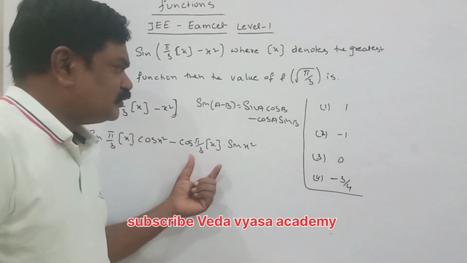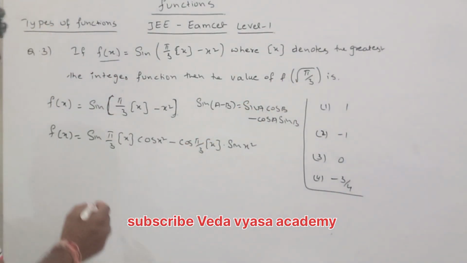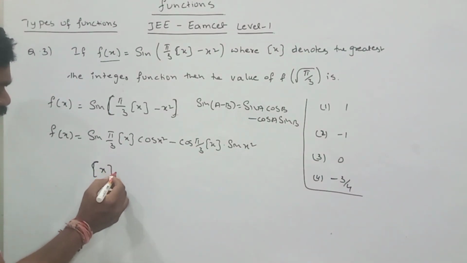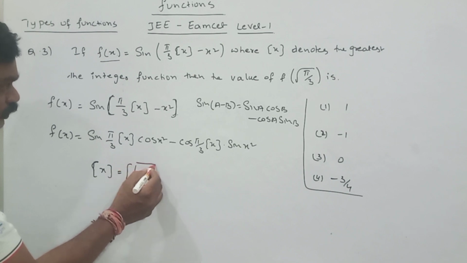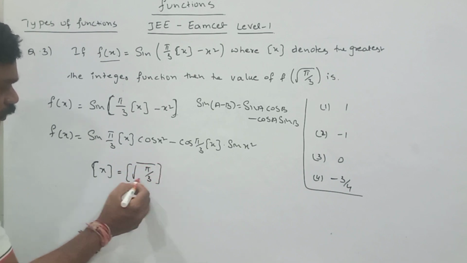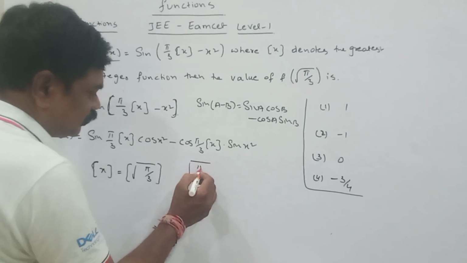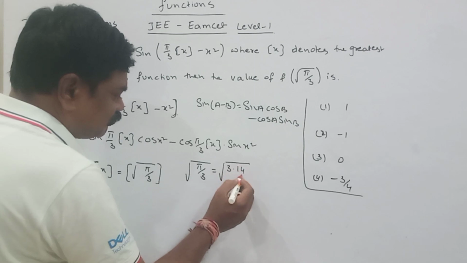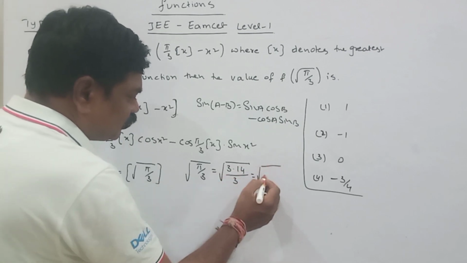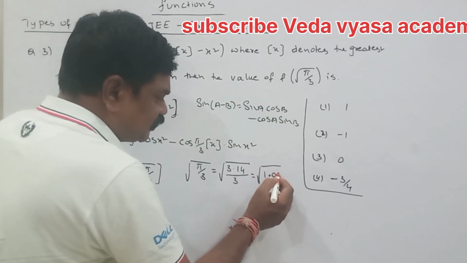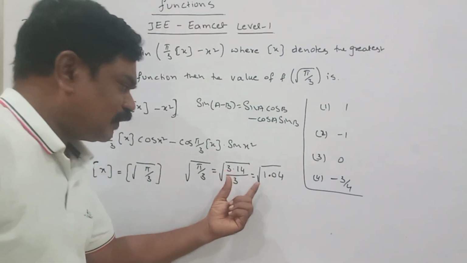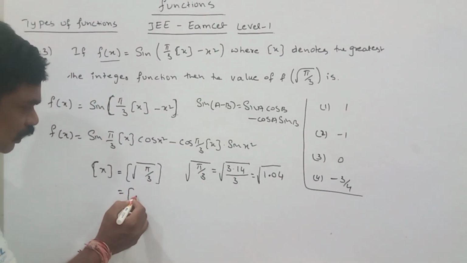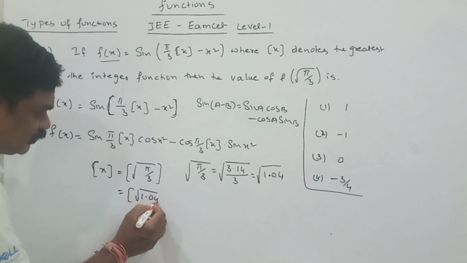Here you take this value: step x is equal to step of root over pi by 3. But here root over pi by 3 is equal to what? 3.14 by 3 is equal to root over 1.04 approximately. So what is step of root over 1.04?